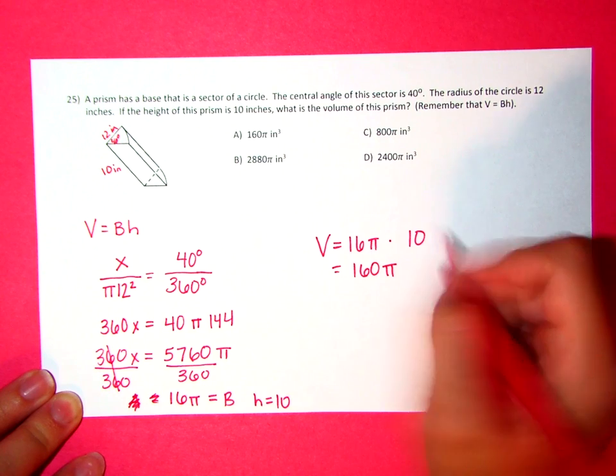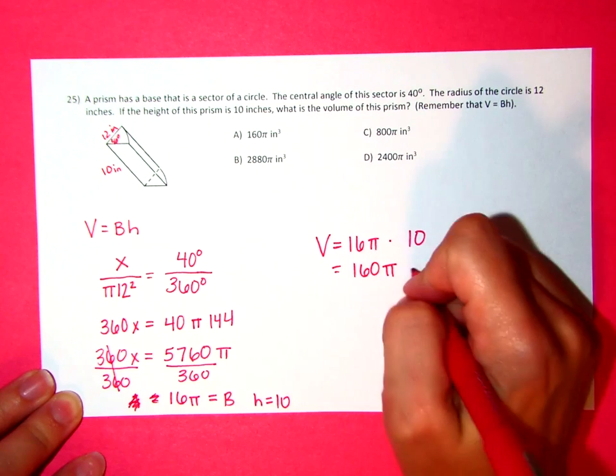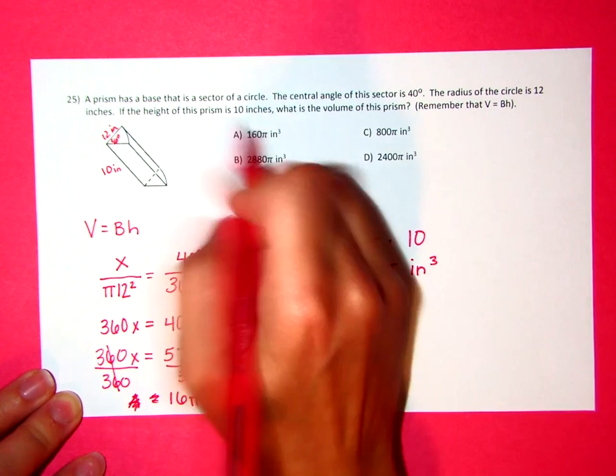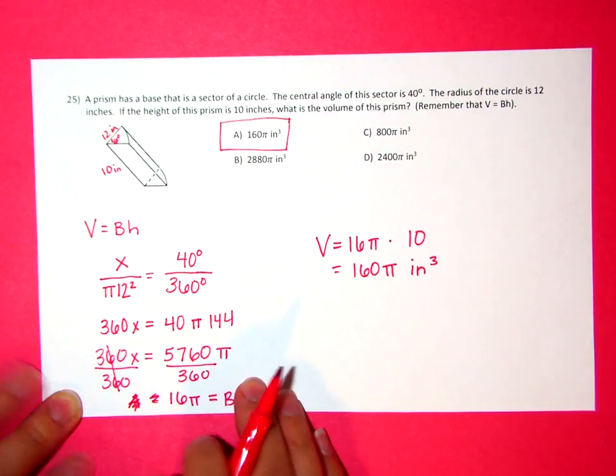Let's look for our units. We had inches times inches times inches, which is inches cubed. That makes this answer choice A on my problem.